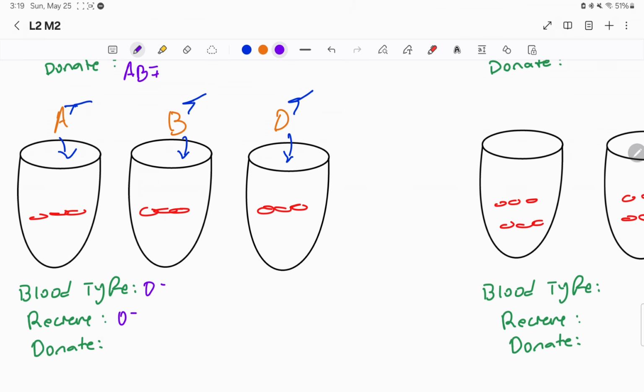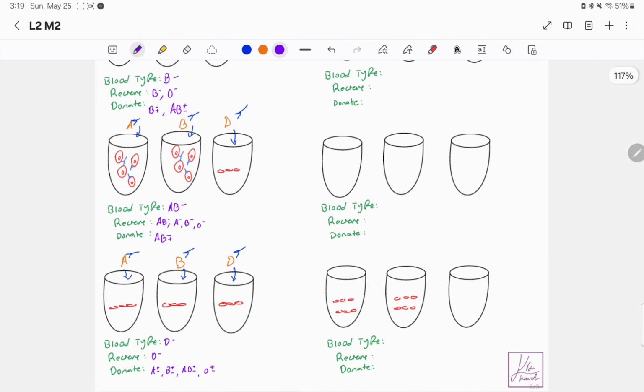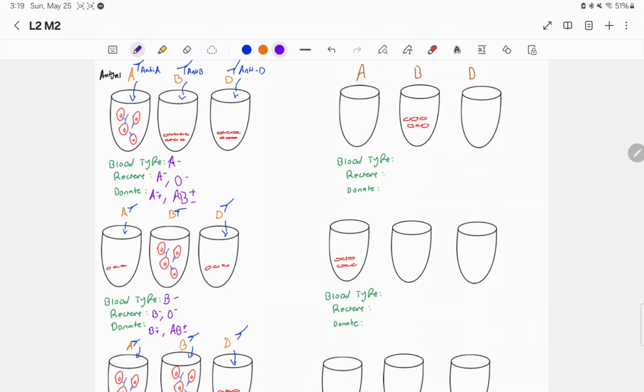That's O negative. Okay? You can donate to A plus and minus, B plus and minus, AB plus and minus, and O plus and minus. All right, and that's because literally he has no antigens. He doesn't have A, B, or D, so when you transfuse the blood, no immune reaction occurs.